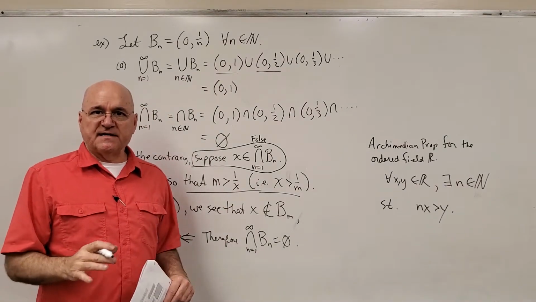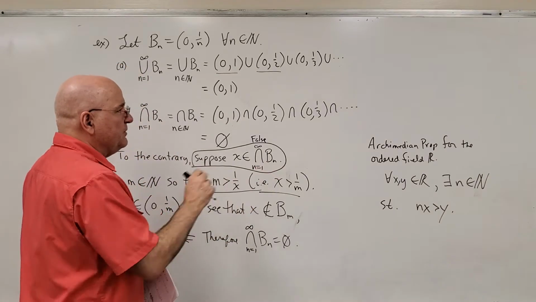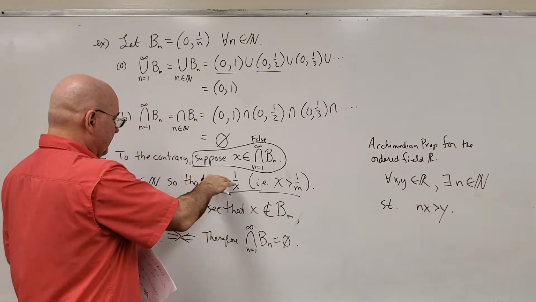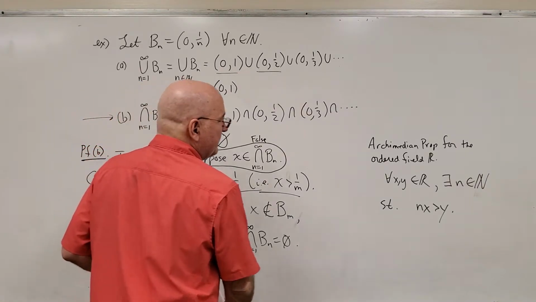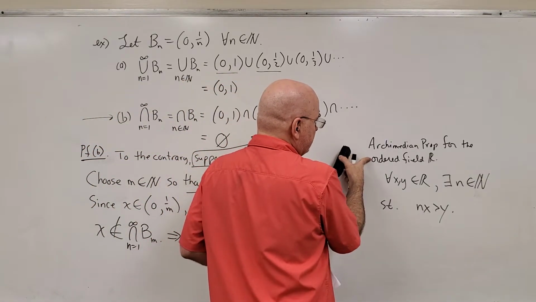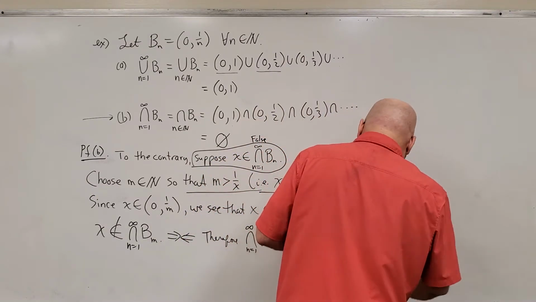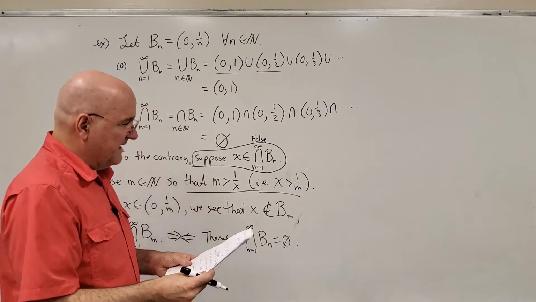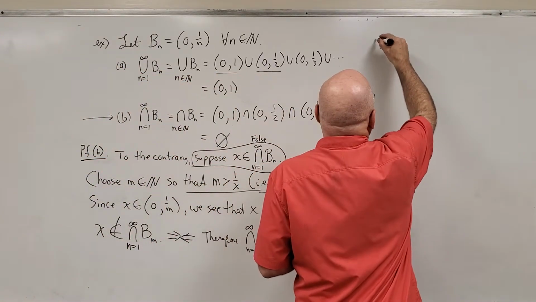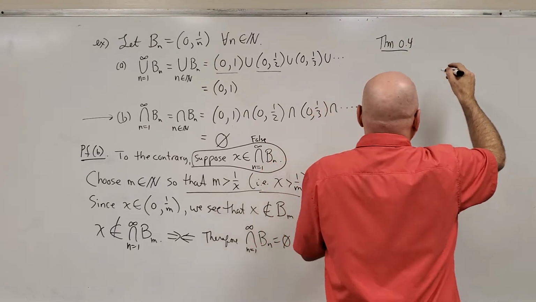I'm not going to make you recite that on an exam or anything like that, but we use the Archimedean principle in this area right here. And again, we'll discuss at least the ordered field R in the next section. Okay, to finish up this entire section, I'm going to write down theorem 0.4, which will look quite familiar.